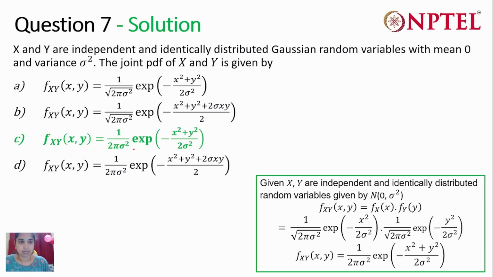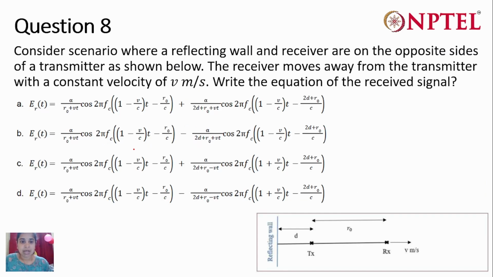Okay. Moving on to the next question. Consider a scenario where a reflecting wall and the receiver are on opposite sides of the transmitter. When you send a transmitting signal, the receiver receives the transmitted signal plus the signal that's reflected from the reflecting wall. The receiver moves away from the transmitter with a constant velocity of v meters per second. What is the equation of the received signal? Can you find what will be the received signal at the receiver?